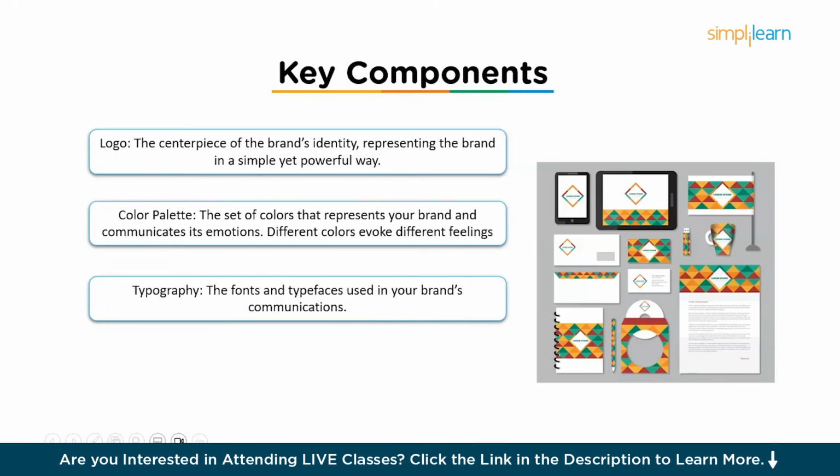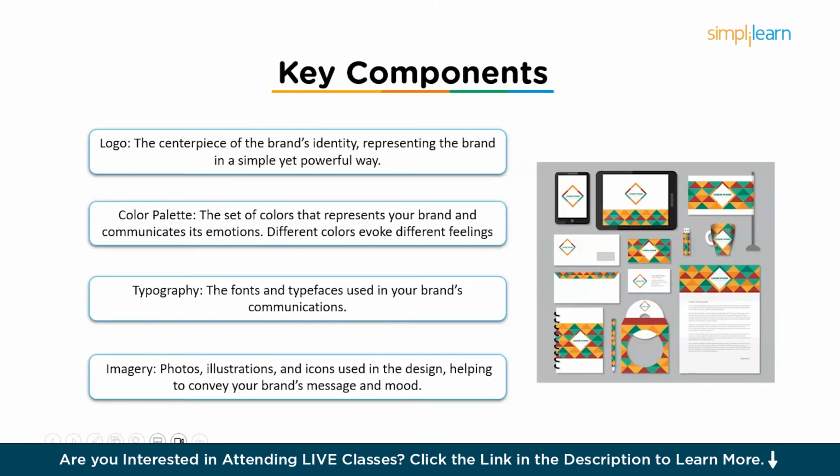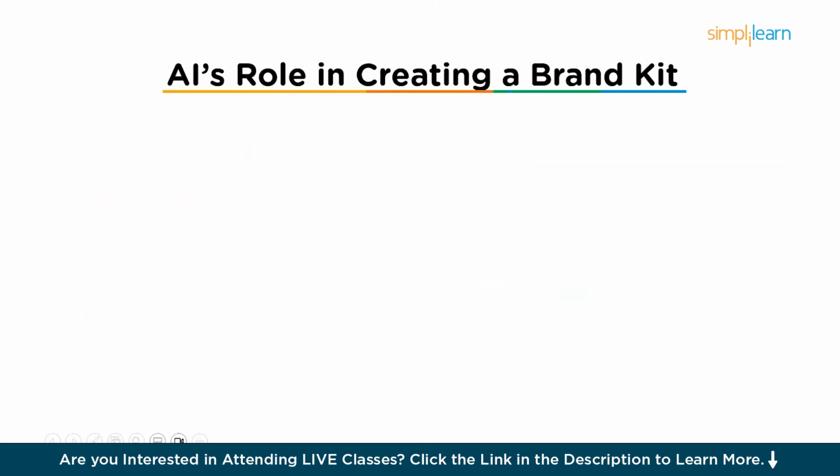Then comes typography, the fonts and the typefaces used in your brand's communication. The right typography sets the tone, so whether it's modern, professional, playful, or anything else. Then we have imagery. Photos, illustrations, and icons should be used in the design, helping to convey your brand's message and mood. So AI can assist in creating these components, ensuring that each element is cohesive, attractive, and aligned with the brand's vision.